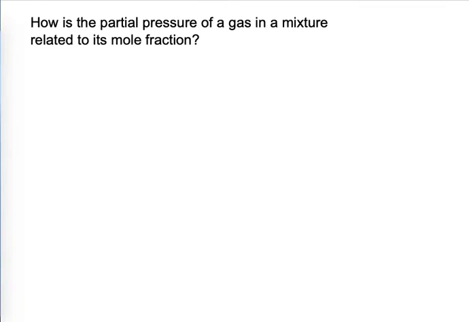Well, let's start with some basics. If we have a mixture of gases, the total number of moles of gas in the mixture is equal to the sum of the moles of each component. For simplicity, let's assume that we have two components, A and B, so the total number of moles in the mixture is equal to the moles of A plus the moles of B. Now, let's also remember that we are assuming ideal behavior, so the moles of any gas will be equal to the product of the pressure and volume divided by the product of the gas constant and the temperature.